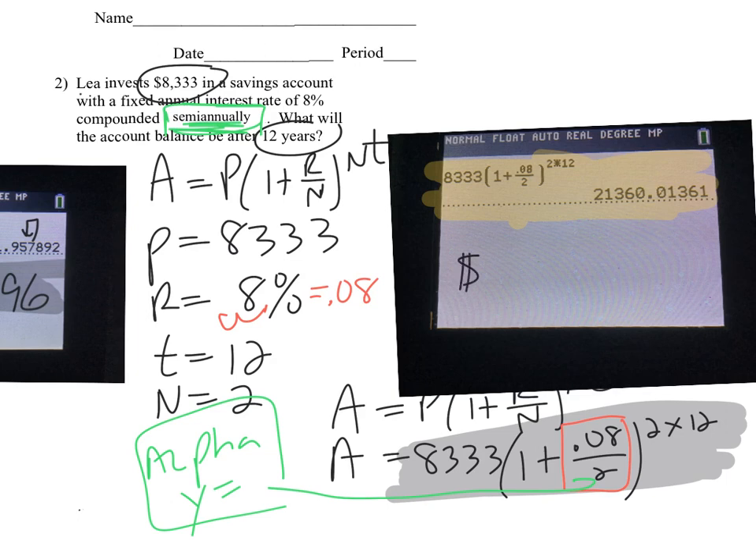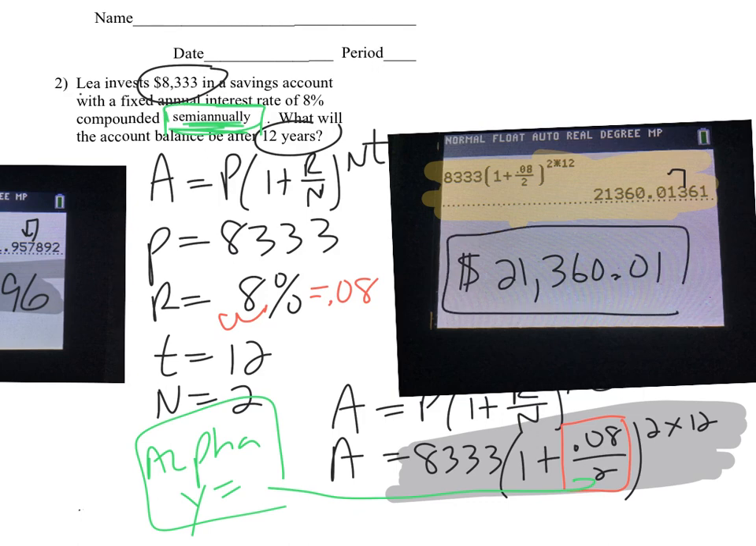So the balance in the account is $21,360. And the 3 keeps the 1 as is, so 1 cent. So that's how much will be in the account after the 12 years.